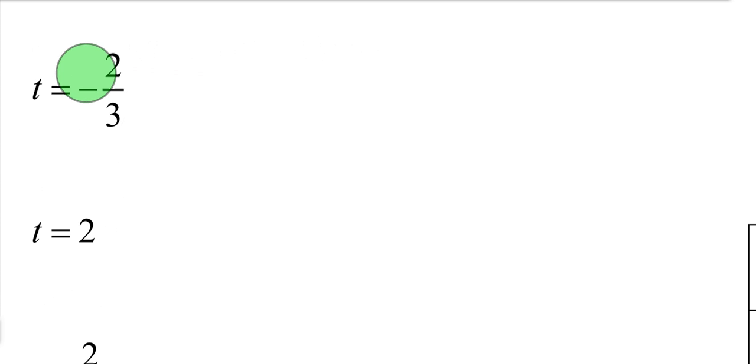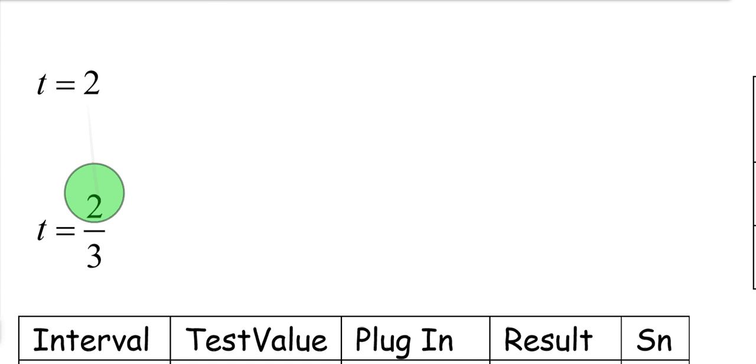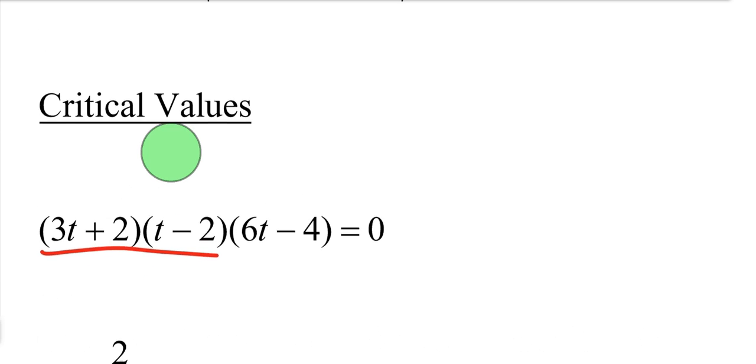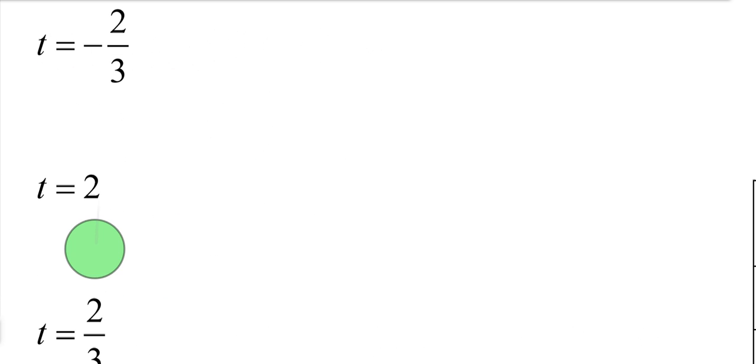Negative 2/3 will not count because we're starting with an initial time of 0 and increasing, so negative numbers do not count. So we've only got these critical values. This is the only time, right, where this function could change sign, right? So it must be slowing down at one of these t values, right?